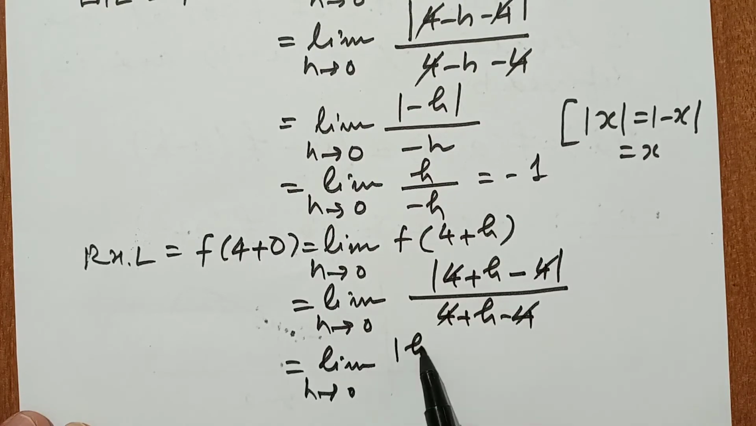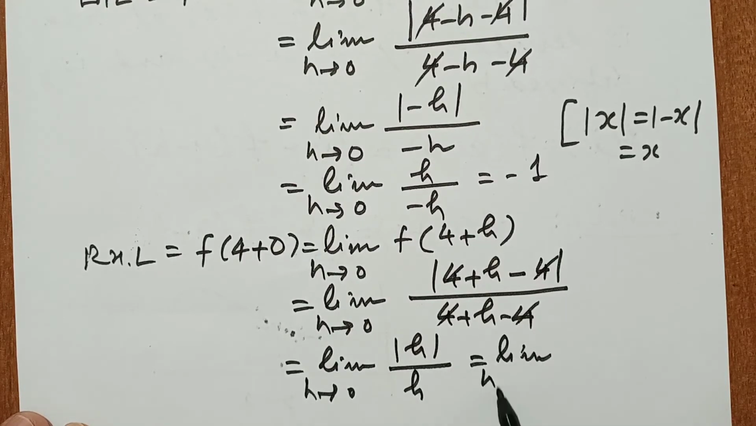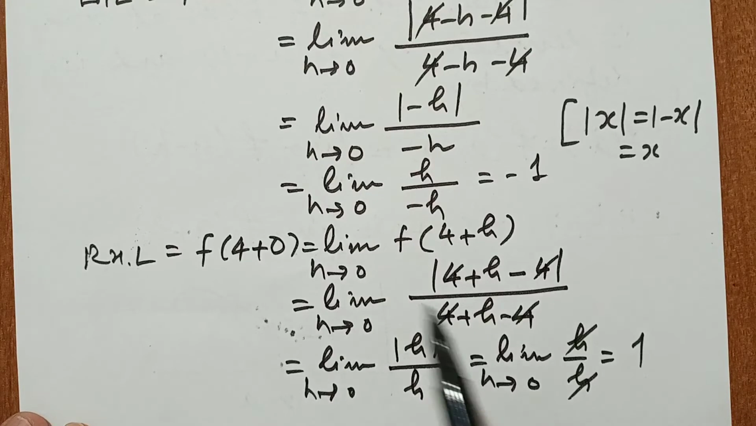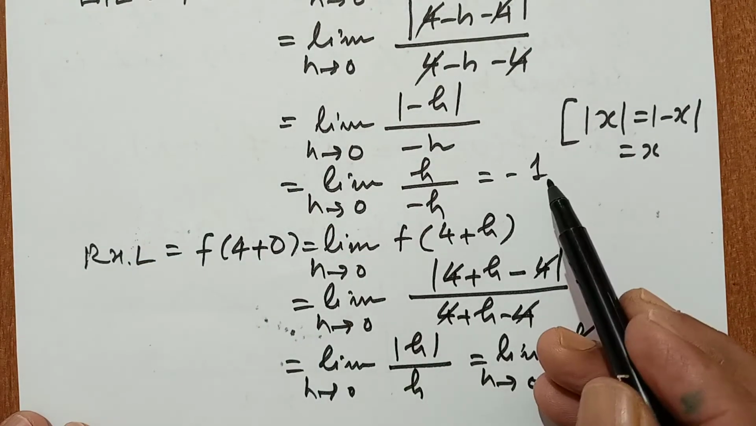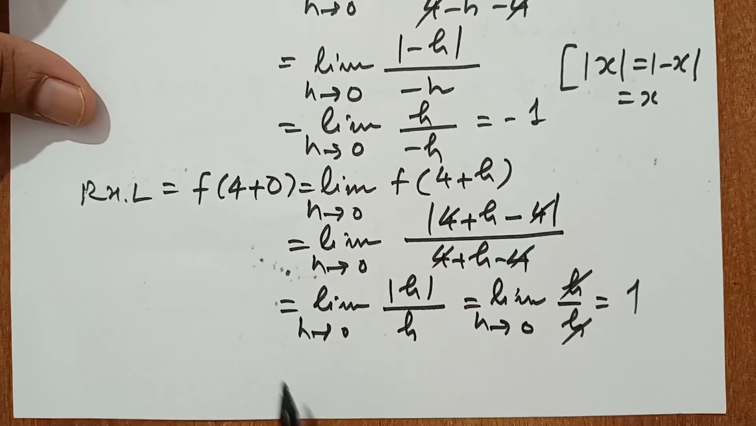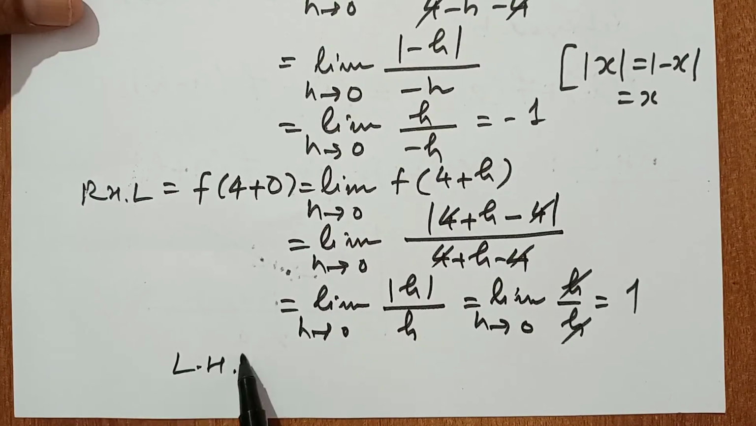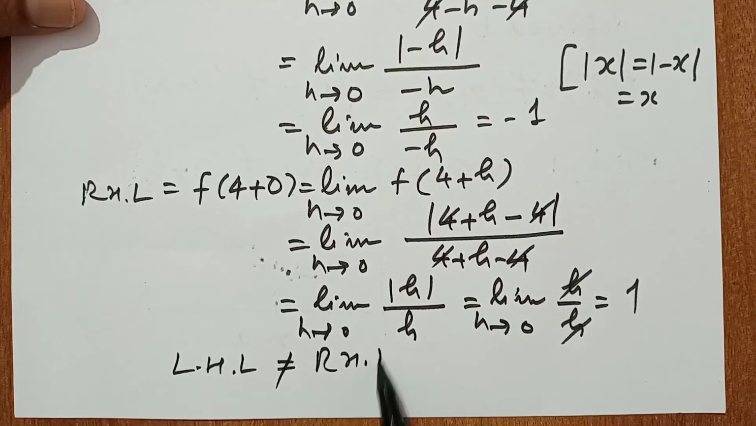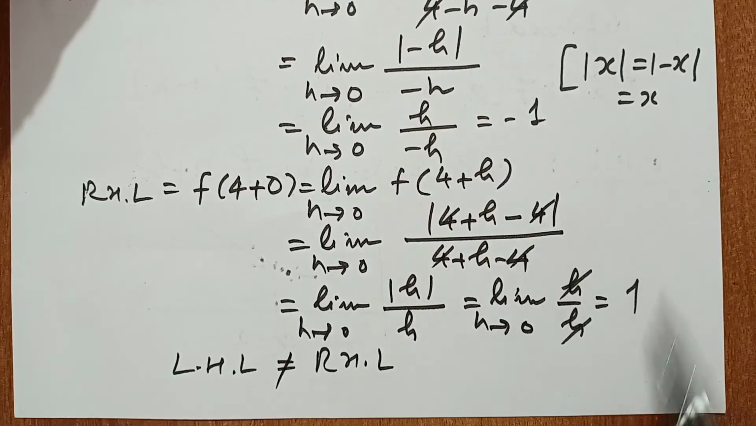This is mod h upon h. Since mod h is equal to h, this is equal to limit h tends to 0 of h upon h. So this cancels, so this is 1. So here we see that the left hand limit is minus 1 and the right hand limit is plus 1. So the left hand limit and right hand limit are not equal. Okay, so since both limits are not equal, the limit does not exist.